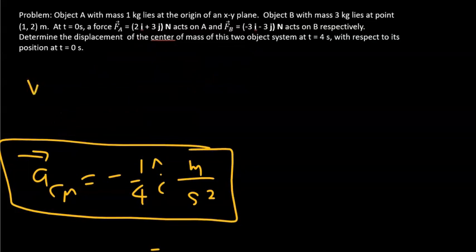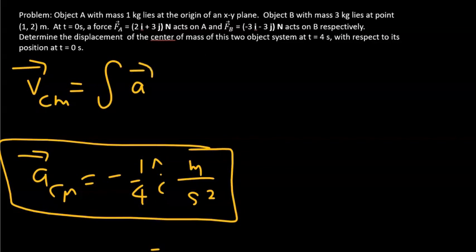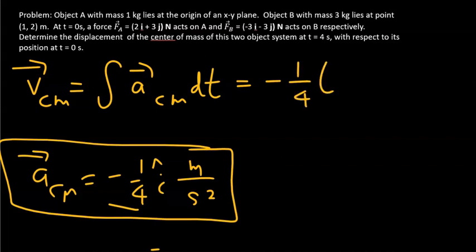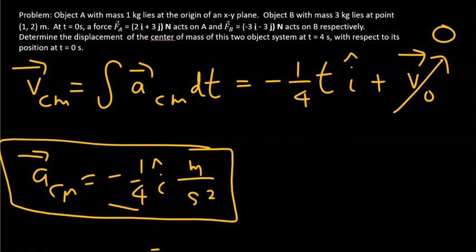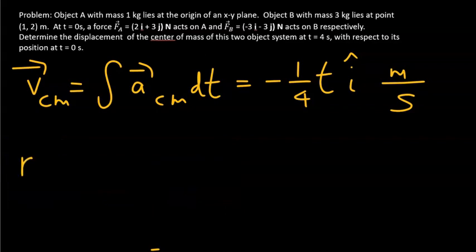Now from here we can determine the velocity of the center of mass, because after all it is just the integral of the acceleration of the center of mass with respect to time, according to what we have learned in our previous videos on motion. So when you integrate minus 1 over 4, it is quite simply minus 1 over 4 t i hat plus an integration constant, which we know is 0 because these two objects are not moving at t equals 0. So the velocity of the center of mass is minus 1 over 4 t i hat in the unit of meter per second.